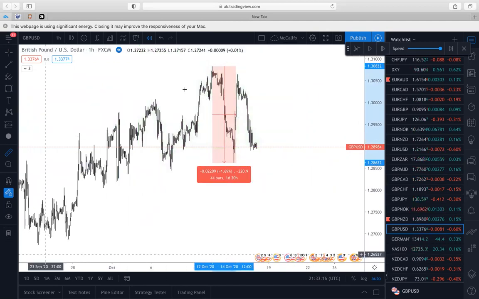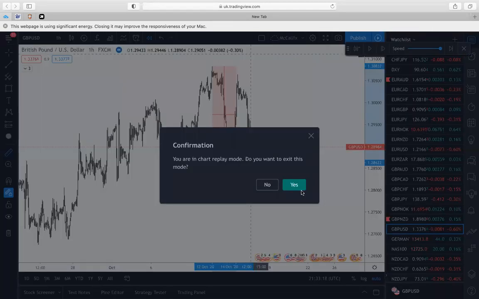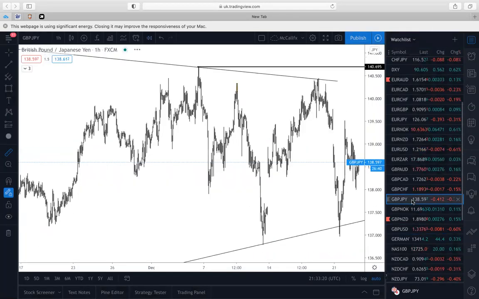Let's look at different trades, right? Let's look at the pound JPY.